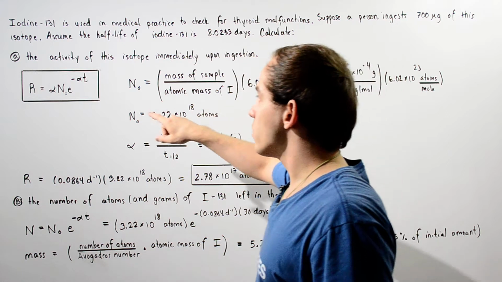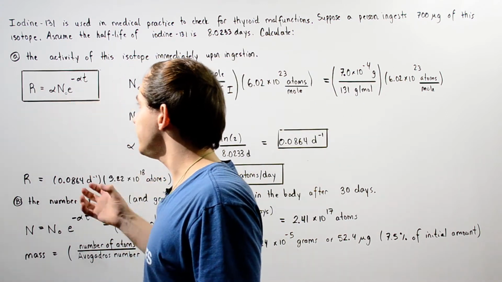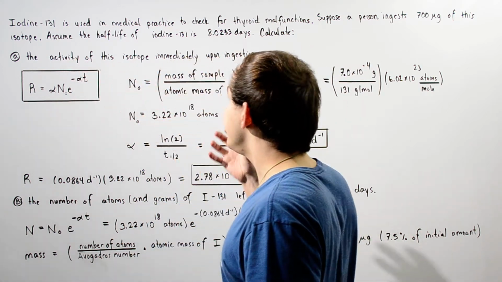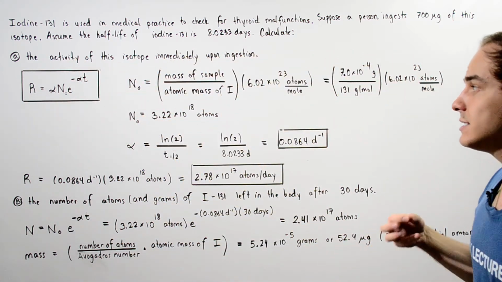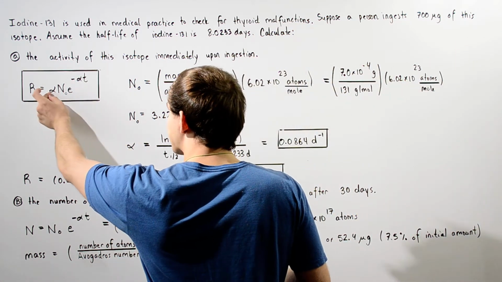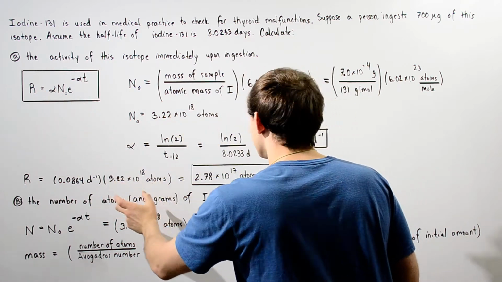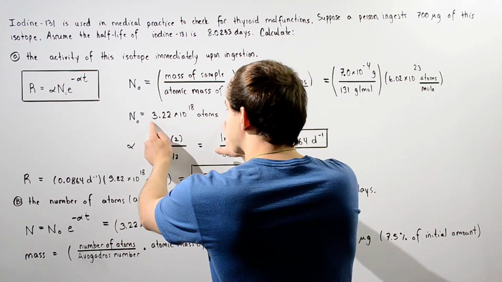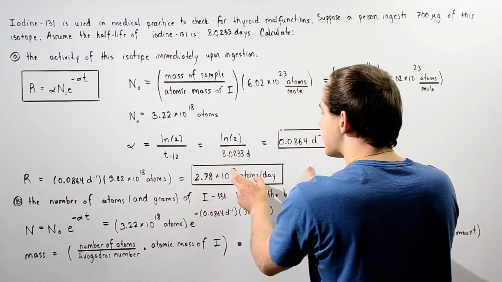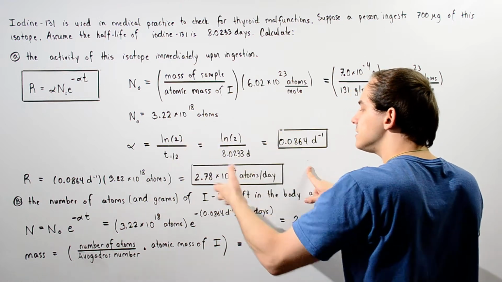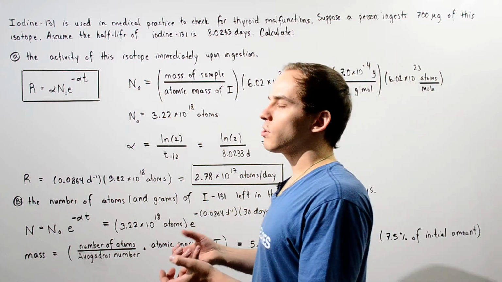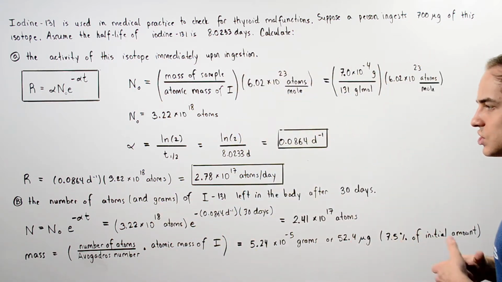Now that we know alpha and N naught, we can calculate R. Because we're examining the activity immediately upon ingestion, T is equal to 0. So we plug in 0 for T, and we see that it's alpha multiplied by N naught. This quantity multiplied by this gives us 2.78 times 10 to the 17 atoms per day. This is the number of atoms that decay per day immediately when the person ingests that isotope.